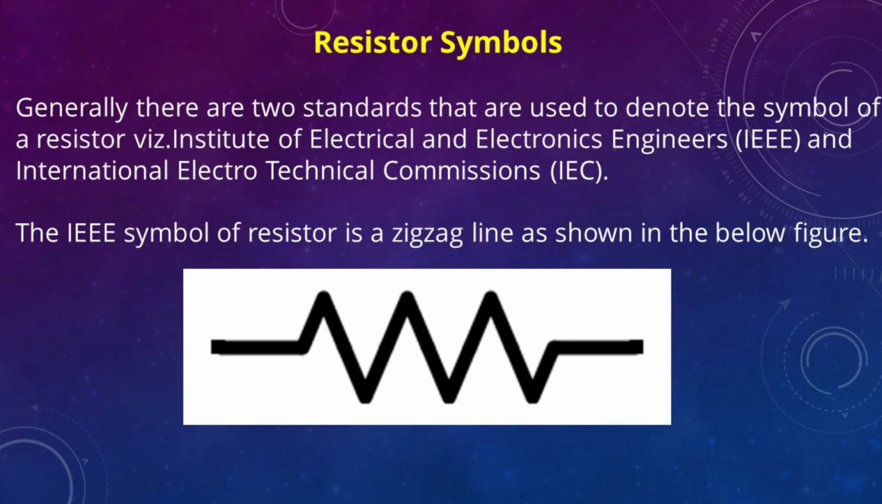Resistor symbols. Generally there are two standards that are used to denote the symbol of a resistor, viz. the Institute of Electrical and Electronics Engineers, IEEE, and the International Electrotechnical Commission, IEC. The IEEE symbol of a resistor is a zigzag line as shown in the below figure.